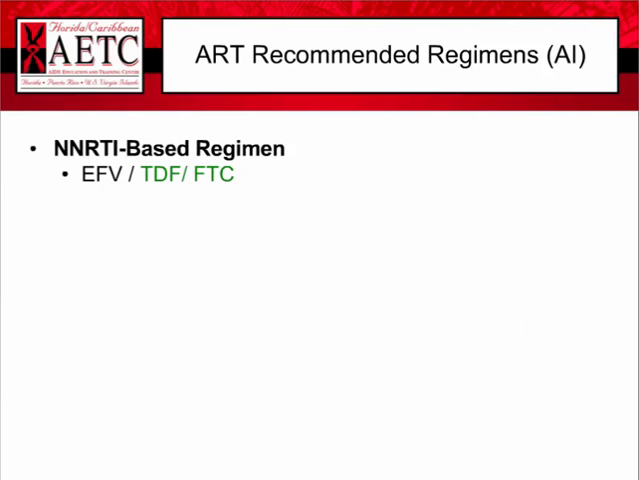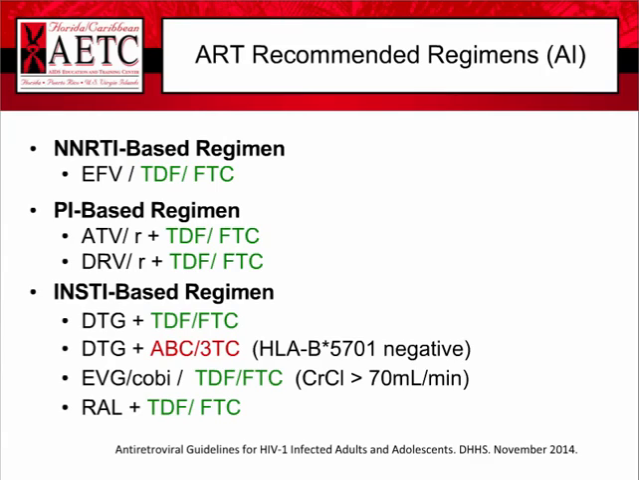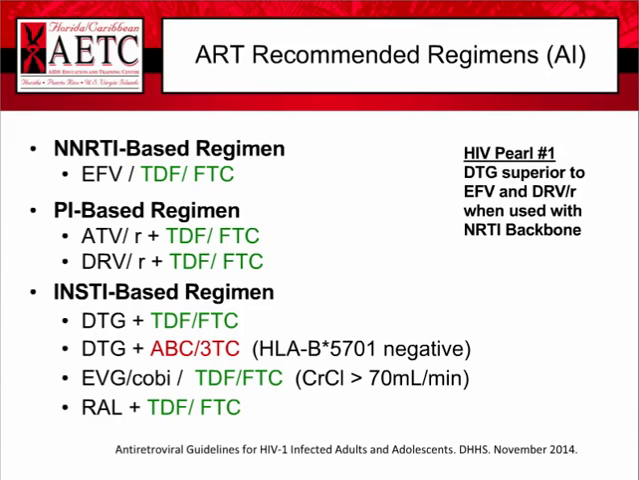So moving on, this is the way of looking at it just with the abbreviations. So these are the recommended regimens, and these are the ones we just went over. So remember, your efavirenz, tenofovir, emtricitabine is your Atripla. Your PI-based regimen is your atazanavir plus your Truvada, and your darunavir plus your Truvada, and your integrase inhibitors. So your dolutegravir plus your Truvada, dolutegravir plus your Epzicom combination, ABC/3TC, your Stribild, your elvitegravir, and your raltegravir regimen.